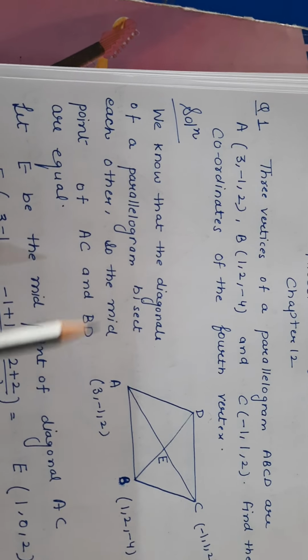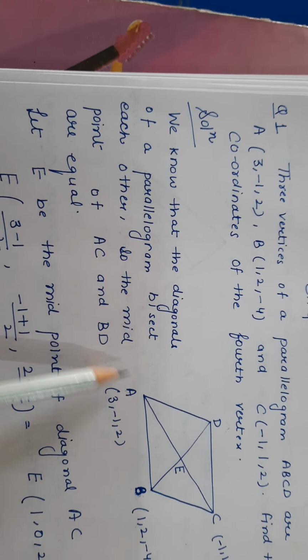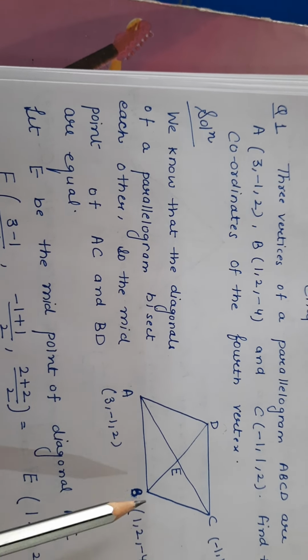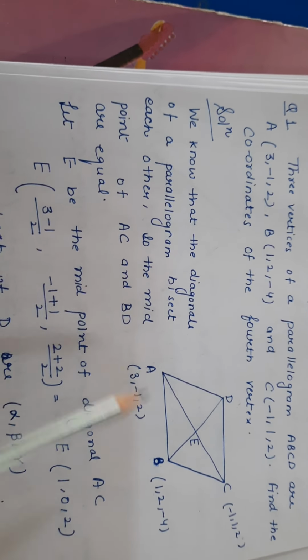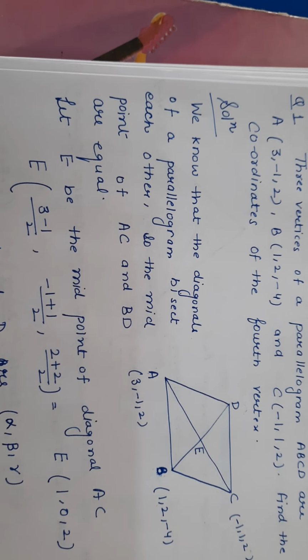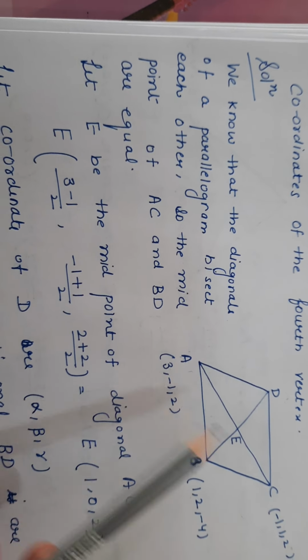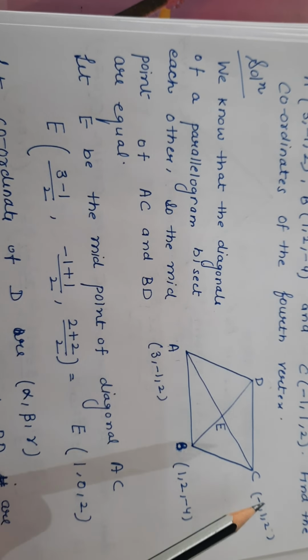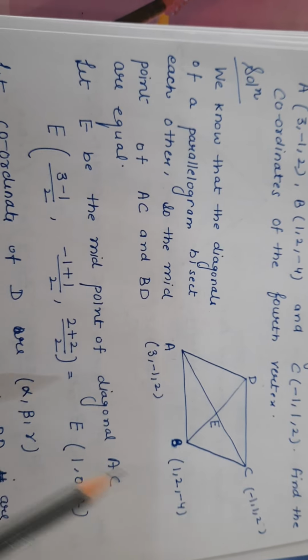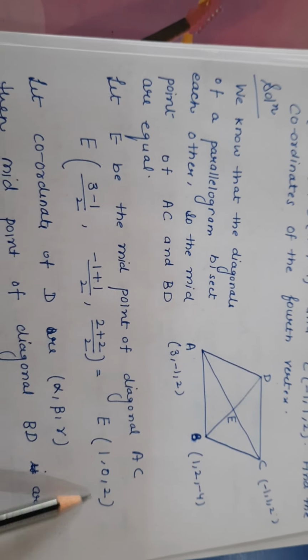We know that the diagonals of a parallelogram always bisect each other. So that means the midpoints of diagonals AC and BD are equal. Let E be the midpoint of AC. Then this E must be the midpoint of BD also. So for AC, the midpoint is (3 minus 1) by 2, (minus 1 plus 1) by 2, (2 plus 2) by 2. This is 1, 0 and 2.